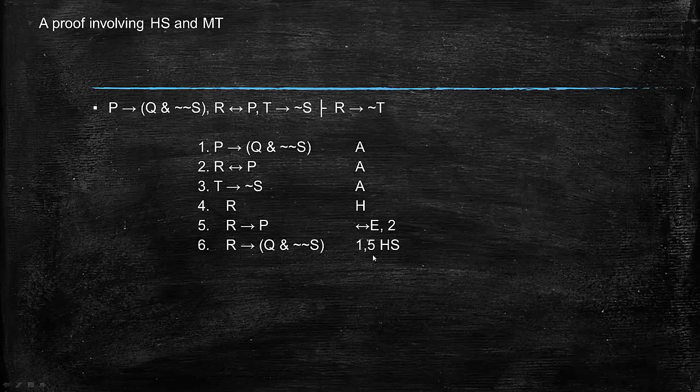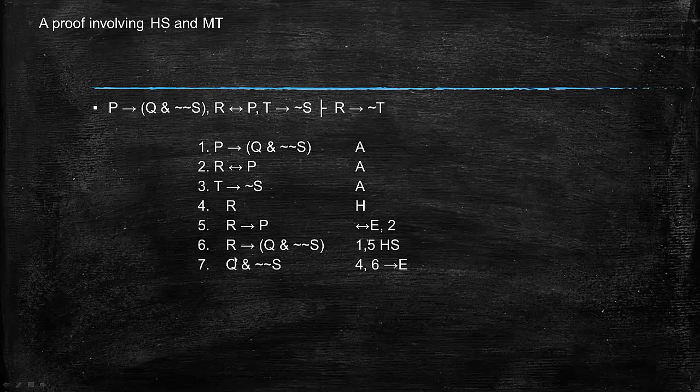state using hypothetical syllogism, if R then Q and not S, by 1 and 5. So if R then P, if P then Q and not S, by hypothetical syllogism gives us if R then Q and not S. Since we have R, we have Q and not S by 4-6 conditional elimination.